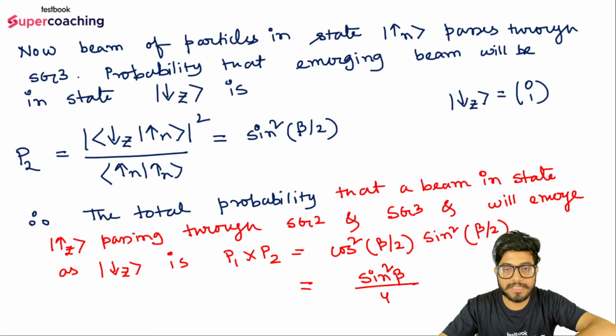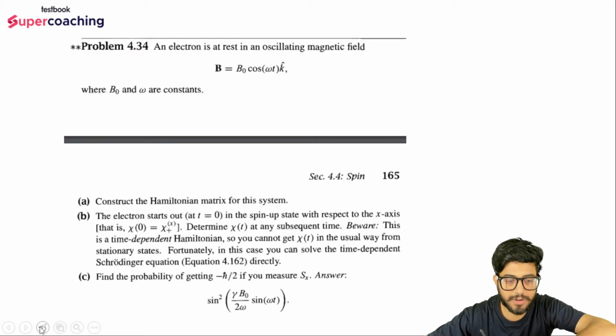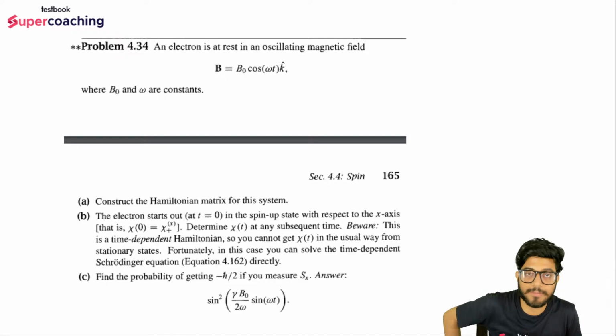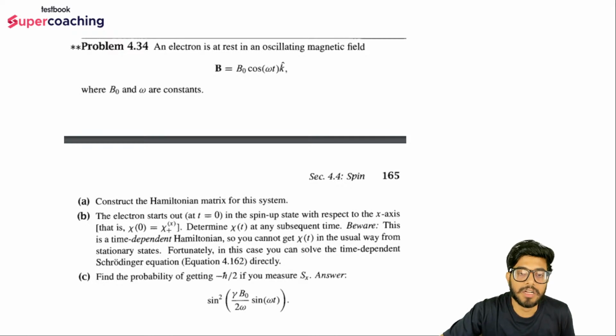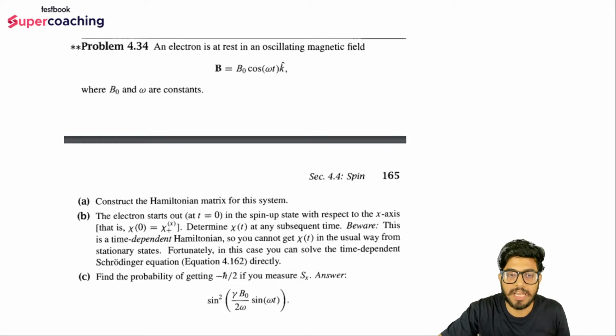Now, please come to this part. This is a question from Griffiths. It's a very good question. What does this question say? We will read first. The problem says that an electron is at rest in an oscillating magnetic field. The magnetic field is actually oscillating. The magnetic field is not at a constant value. It is oscillating, right? So B and omega are basically constants. First question is to construct the Hamiltonian matrix for this system. That's what they have asked.